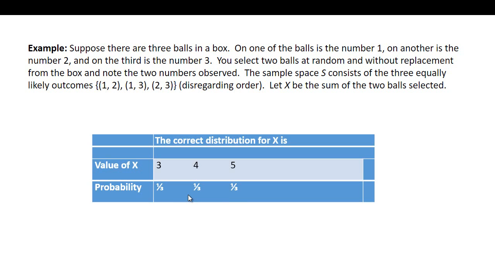In this case the distribution of X would be the following. The sum of the numbers that are selected could be either 3, 4, or 5, and each one is equally likely, as given here. So each has probability 1/3.